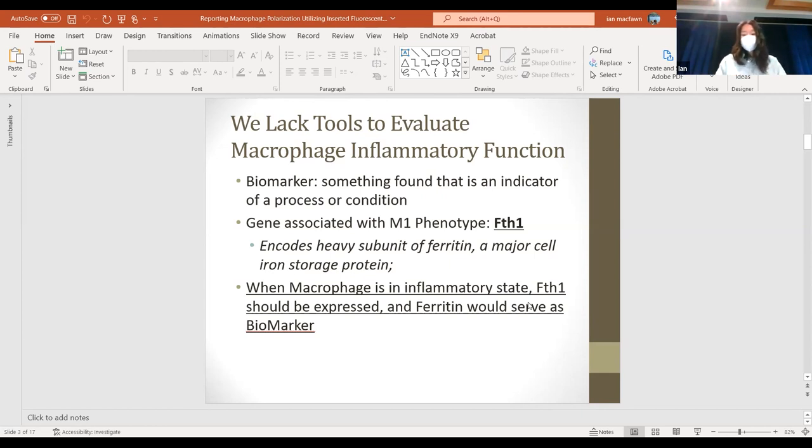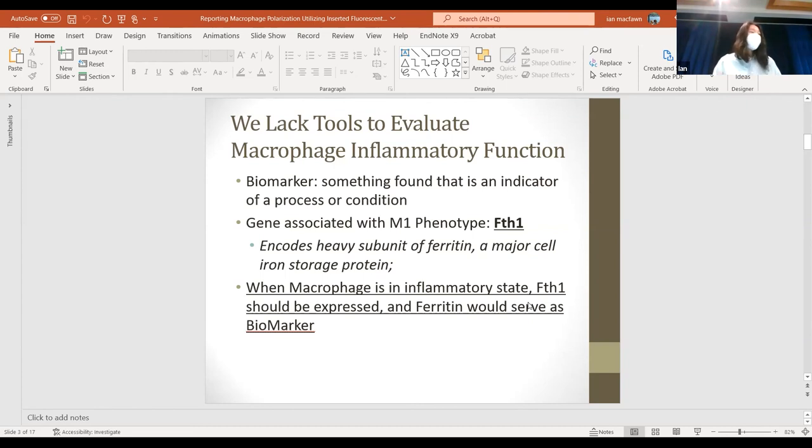In our case, there is a gene that is associated with the M1 phenotype, and it's called FTH1. What it does is encode a heavy subunit of ferritin, which is a major iron storage source. For tumor cells, just to give an example, tumors are often nutrient poor environments and they lack oxygen. So this can help macrophages protect themselves from early cell death. Because they are in this inflammatory response when they're in a tumor, you're going to see higher levels of FTH1 expression than normal, and basically higher ferritin levels.